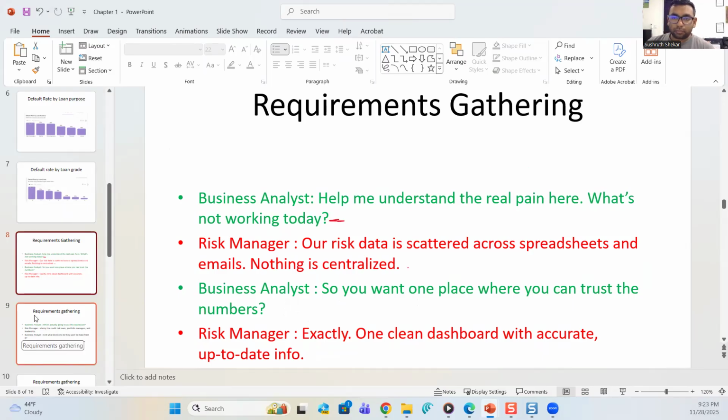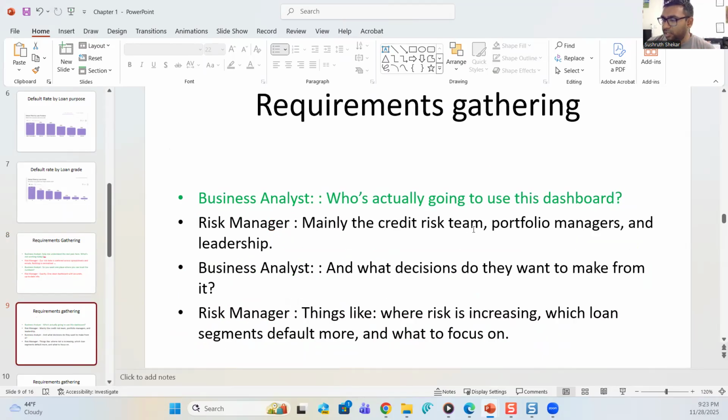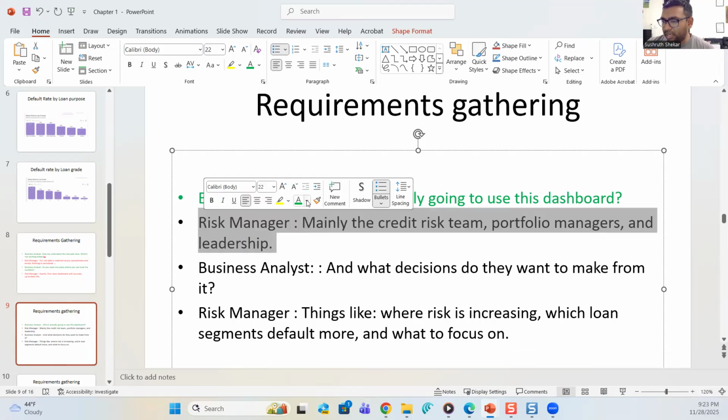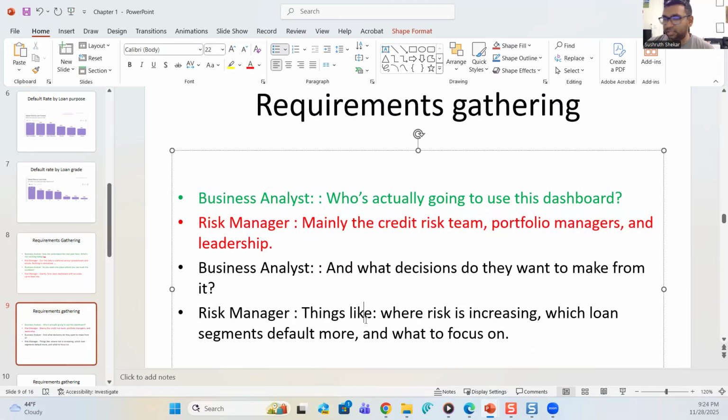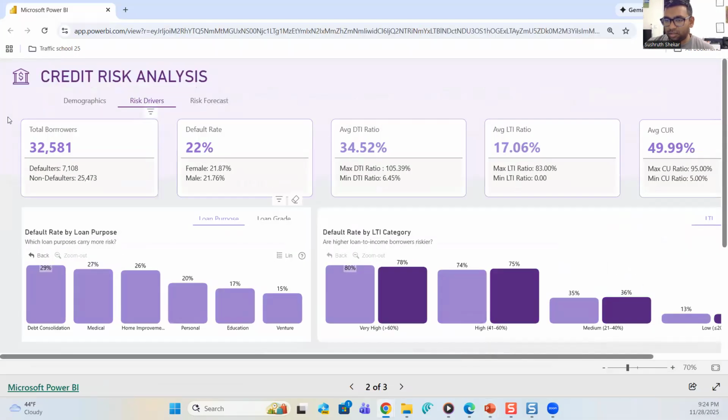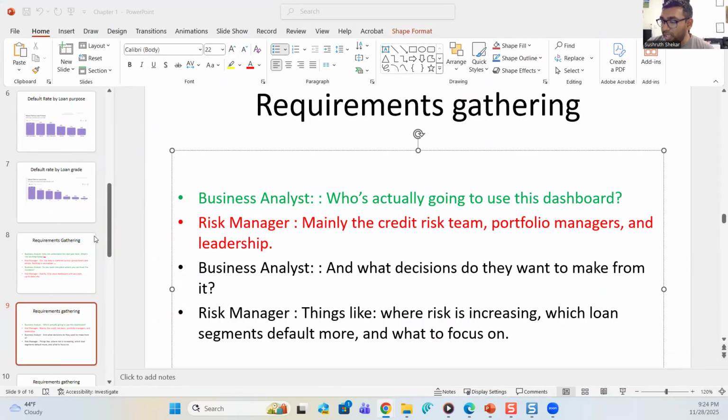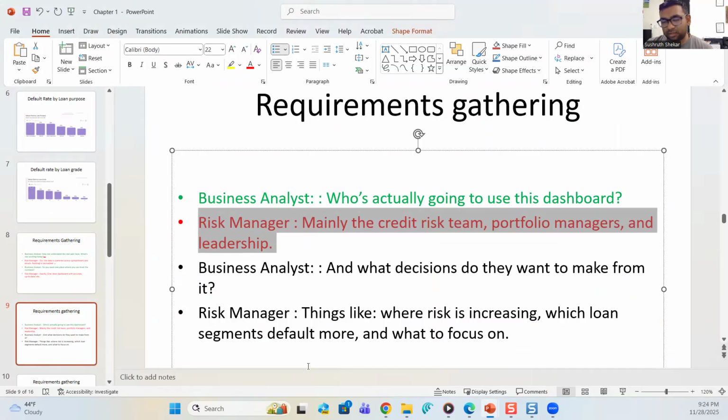So now, who is going to access this one place in terms of designation? That's going to be the credit risk team, the portfolio managers, and leadership. Only they can access these features. So all these features that you see in here, total borrowers, the default rate by loan purpose, only the credit risk team, portfolio managers, and leadership can access. Other folks cannot access.